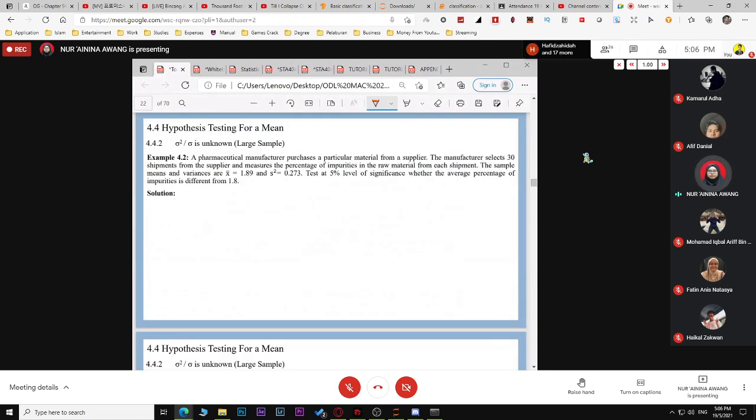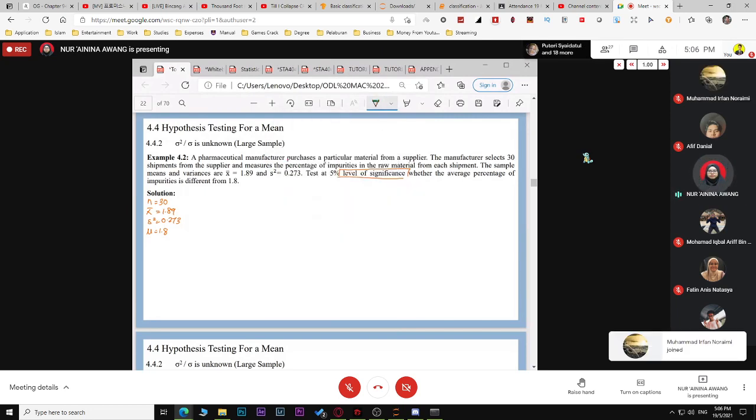Example 4.2. A pharmaceutical manufacturer purchases a particular material from a supplier. The manufacturer selects 30 shipments, so that is your n. The sample mean and variance: X bar is 1.89 and S squared is equal to 0.273. Test at the 5% level of significance whether the average percentage of impurity is different from 1.8. So that is your mu. They ask you to test whether the average percentage is different from 1.8.